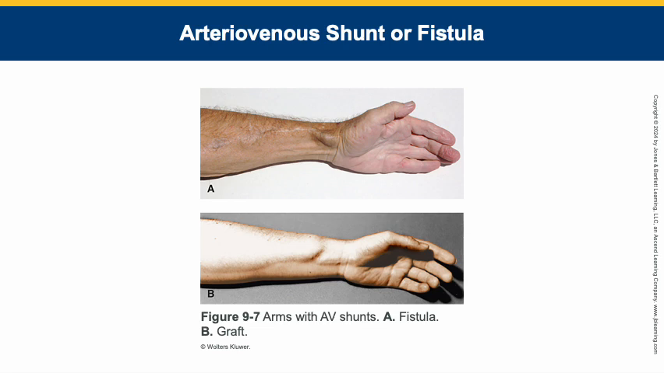This is a picture of an arm with an AV shunt and a fistula. The shunt is in the top one, and a graft is in the bottom, in B.